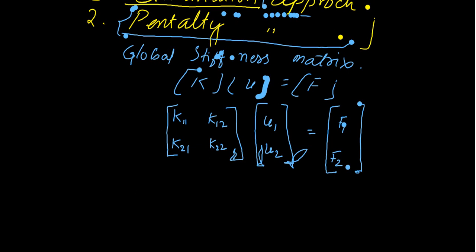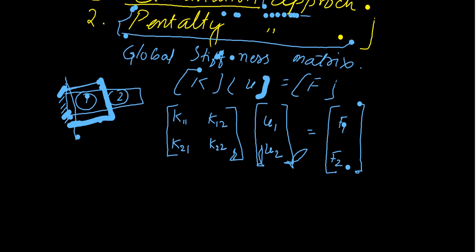Now in the penalty approach, for example, one end is fixed and the other end is free. Two elements are there. It may be a stepped bar or a uniform bar, but to make it more understandable, let us take a stepped bar. This is the first element and this is the second element.